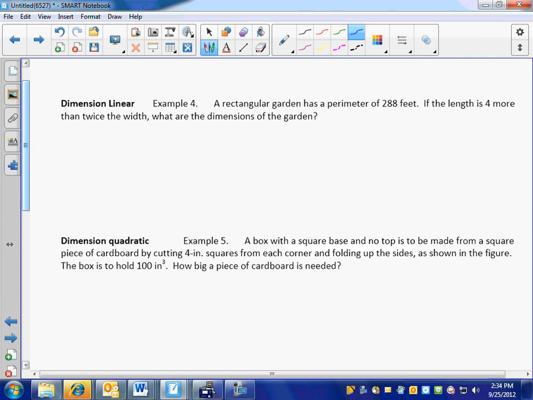All right, back to math. Thank you, Larissa, for getting us back on track. All right, last problem. A rectangular garden has a perimeter of 288 feet. If the length is 4 more than twice the width, what are the dimensions of the garden? Now, let's stop thinking about how you would approach problems and start thinking about if you had to teach them, what would you tell somebody to do first?